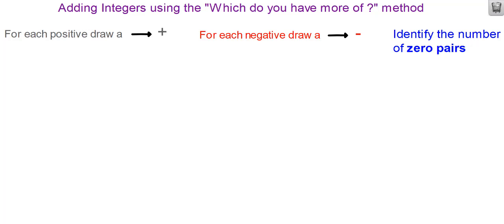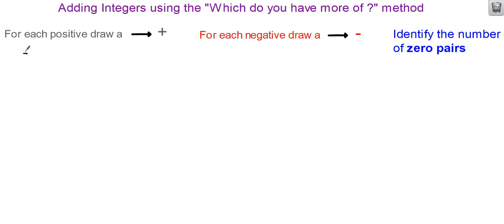Okay, for this method of adding integers, what we're going to do is diagram the problem, and then ask ourselves, which do we have more of? And that's going to give us our answer. So let's take a look at one here.